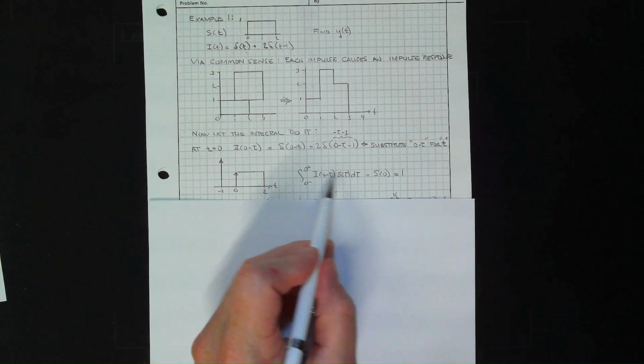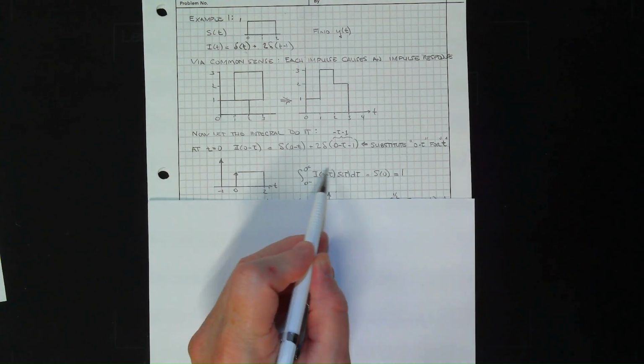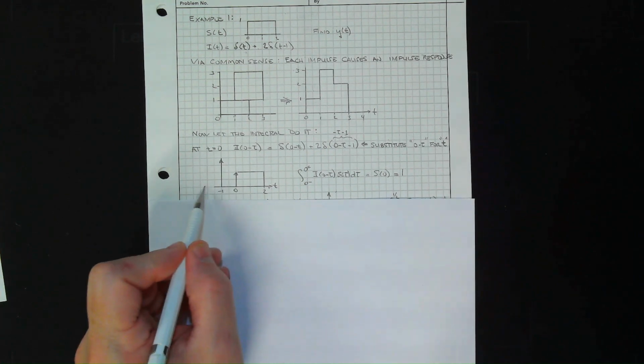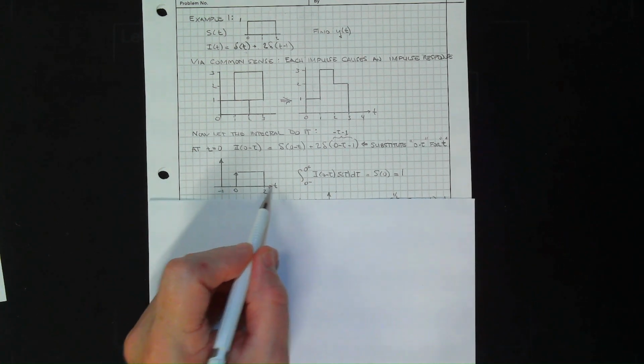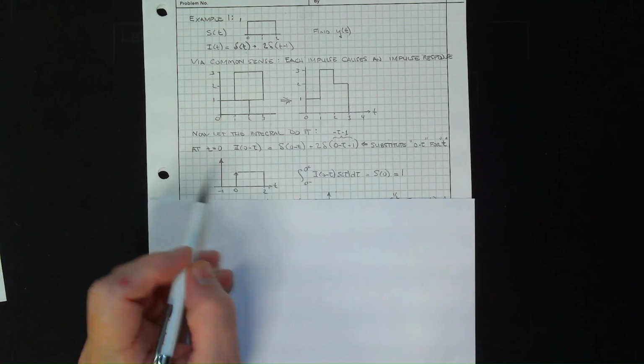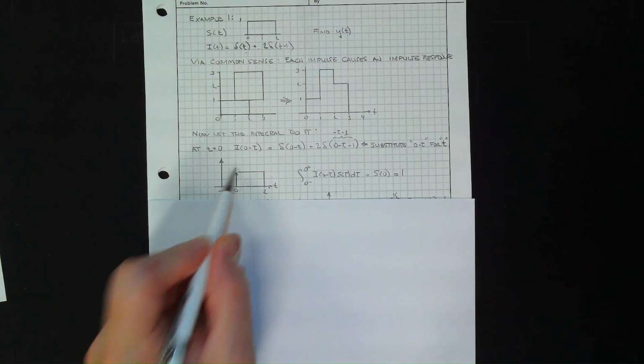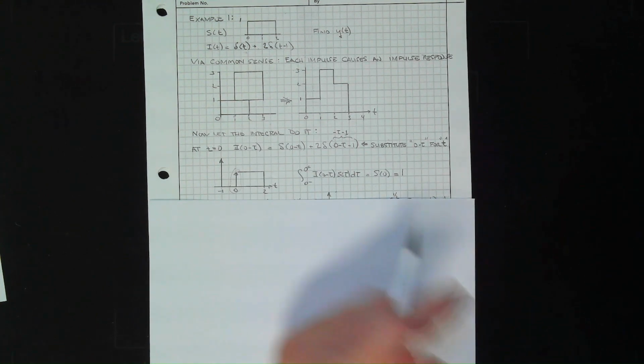All right, so here's the equation. Here's the I of 0 minus tau, and we multiply it by s of tau. And there's nothing out here, and there's no inputs out here. So we multiply this times this. All we get is what's happening right here. That's all there is.